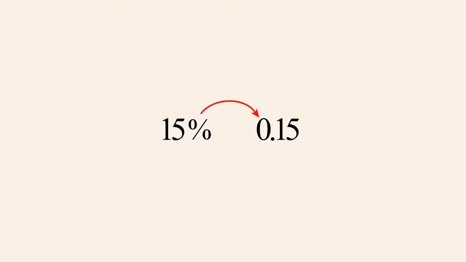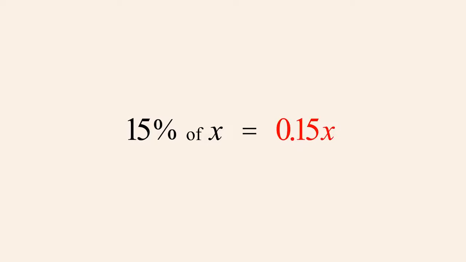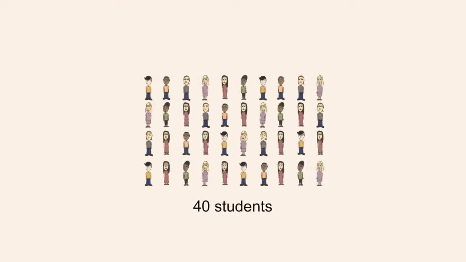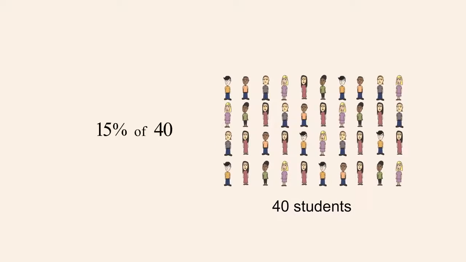Decimal equivalents of percentages are sometimes easier to work with. For instance, instead of writing 15% of x, we can simply write 0.15x. Let's say, for example, that out of a class of 40 students, 15% received an A on a test. We can find the number of students who received an A by calculating 15% of 40. To do this, we multiply the decimal equivalent of 15%, 0.15, times the size of the class, 40. The result is 6. So 6 students received an A.